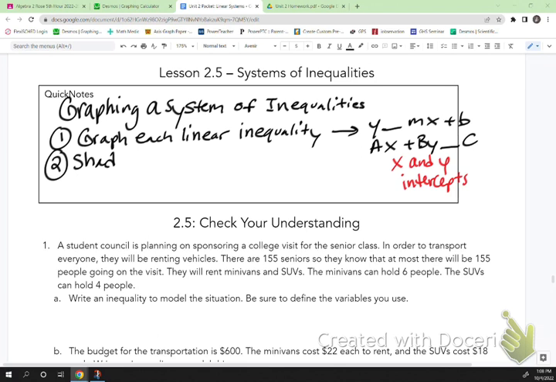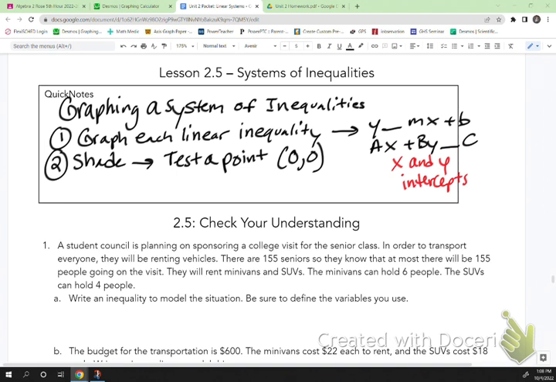How do I know which side to shade if I'm not sure? What should I do? Test the point. The easiest point to test is 0, 0. Could I have used 0, 0 to test on this last problem? If you look back at your graph, could I have used 0, 0?